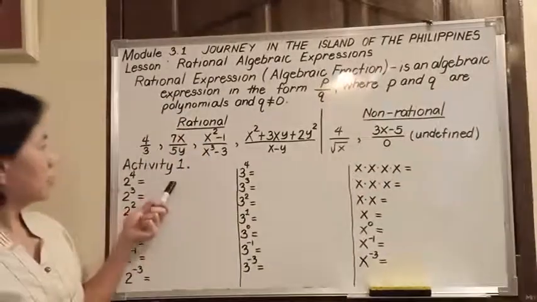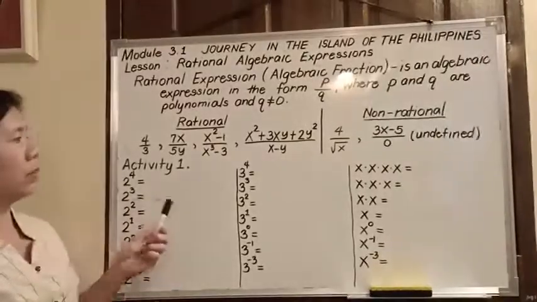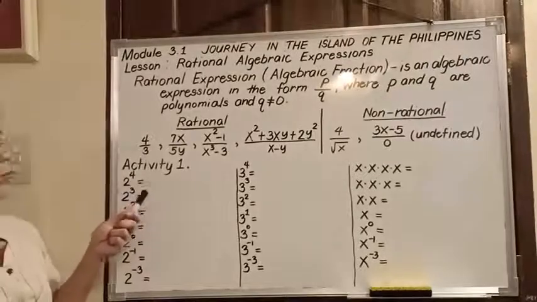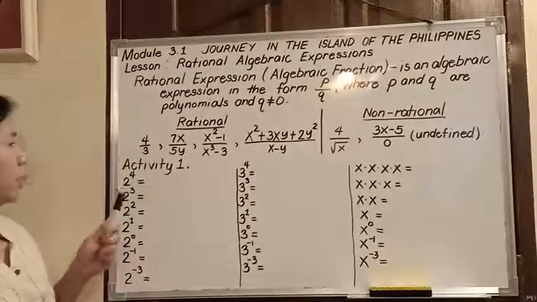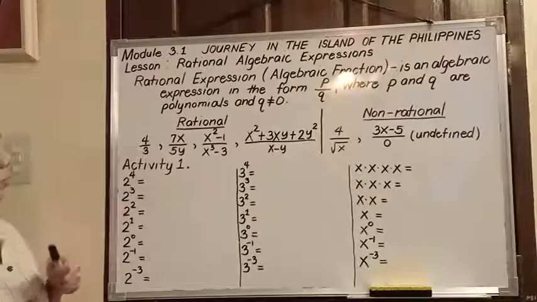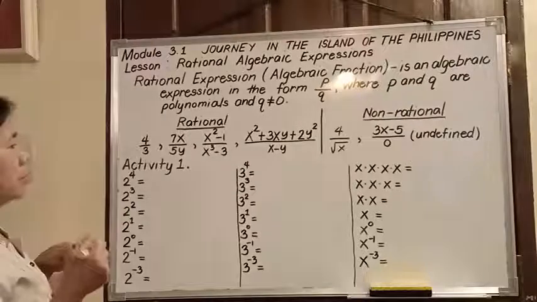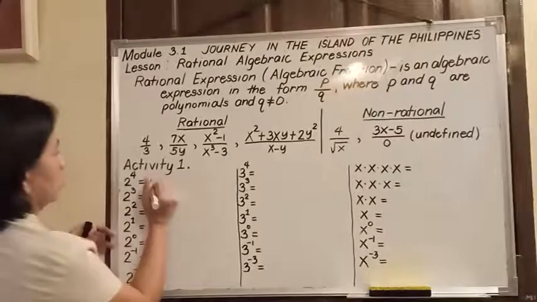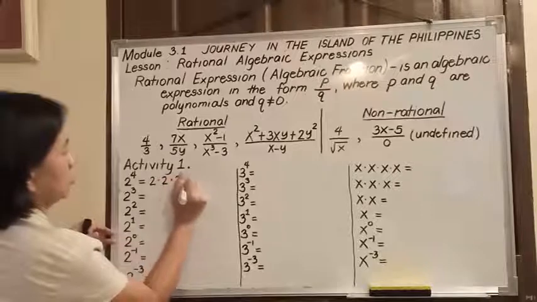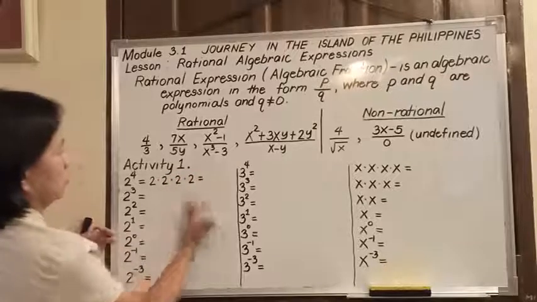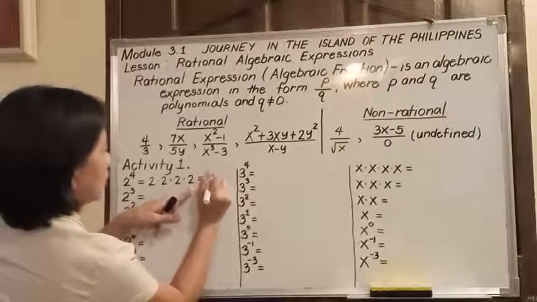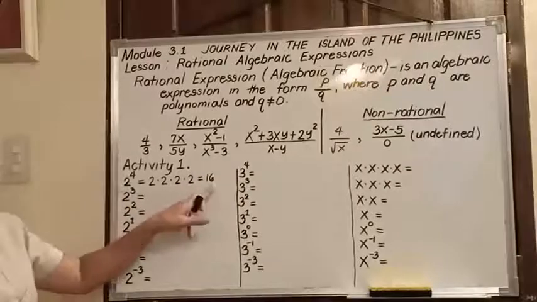Let us answer activity 1. In activity 1, we have 3 columns. Let us solve for the value of each exponential form. First, we have 2 raised to the 4th power. Our base here is positive 2, exponent is 4. How will you solve for the value of 2 raised to the 4th power? You just multiply the base itself 4 times. So that we have 2 times 2 times 2 times 2. 2 times 2 is 4, times 2 is 8, times 2 is 16. Therefore, 2 to the 4th power is 16.